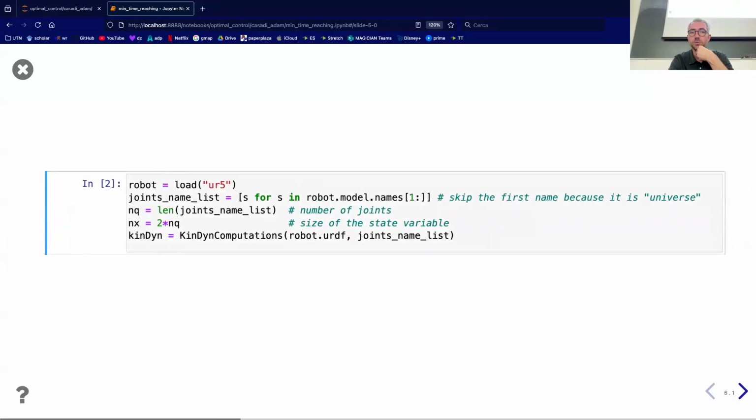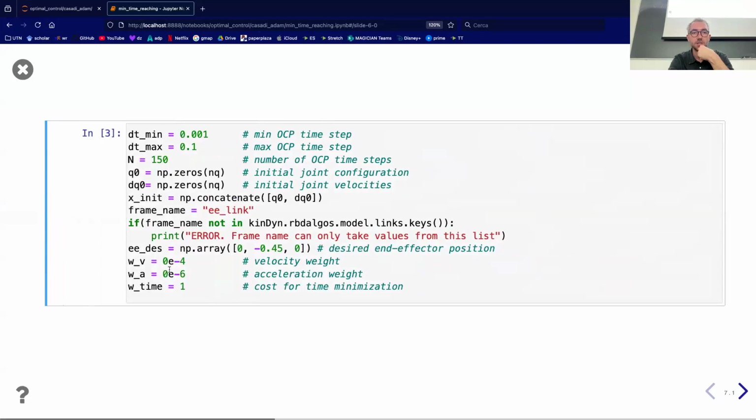Usual imports, robot model. These are the parameters. So we are defining the minimum time step to be 1 millisecond and the maximum one to be 100 milliseconds. The number of time steps, I set it to 150. And we want to reach this position with the end effector. So the target is only in the end effector space, not in joint space. The joint space configuration is free. And at this moment, I only have a cost on time. I don't have any cost on velocities nor accelerations.